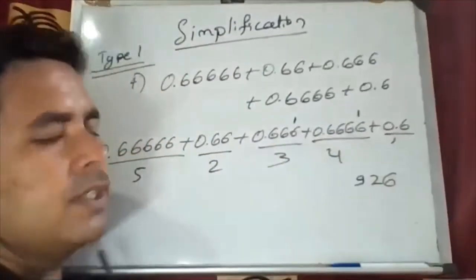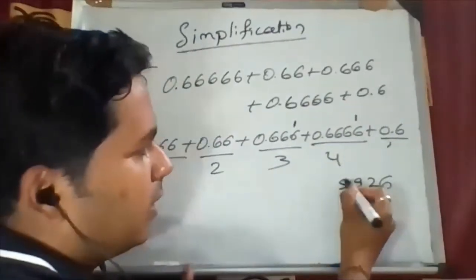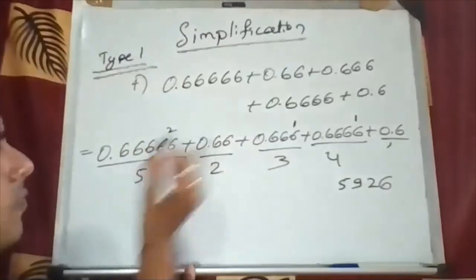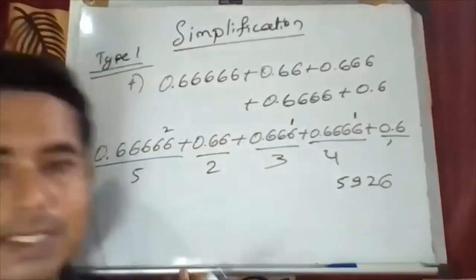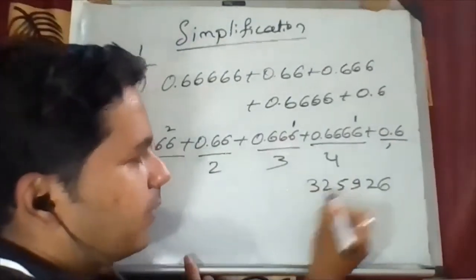And 4 into 6 is 24. 24 plus 1 is the carry, so 25. So the carry goes to the fifth place. Then 5 into 6 is 30. 30 plus 2 is 32. So here this is your answer.